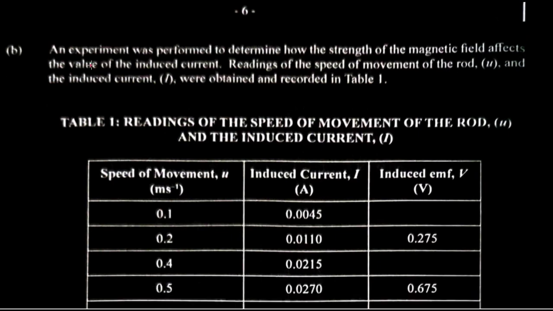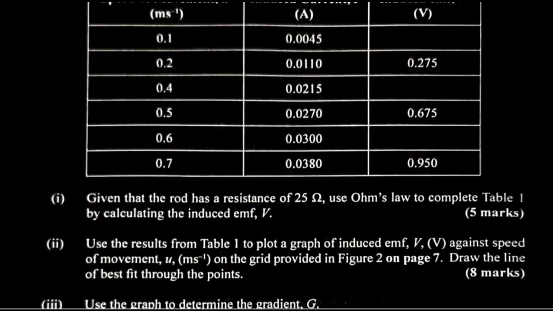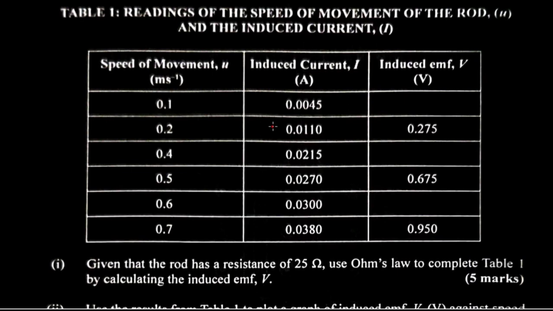So next it says that an experiment was performed to determine how the strength of the magnetic field affects the value of the induced current. Readings of the speed of movement of the rod, U, and induced current I were obtained and recorded in Table 1. Table 1 shows the readings below. So we see that we have a table like this, and it is partially completed.